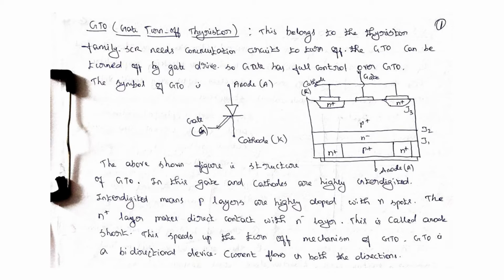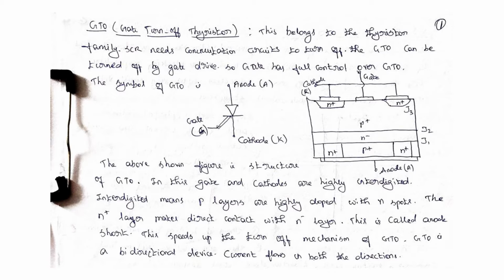Actually, here in GTO, it is said to be interdigited, because interdigited means there is a heavily doped P plus region with N spots. For that we are referring to it as interdigited. This also belongs to the thyristor family, but for SCR we need a commutation circuit. We need a separate circuit to turn off the SCR. But in GTO we don't need anything; it can turn on and turn off by itself. That is not a problem. Then the gate has full control over the GTO.